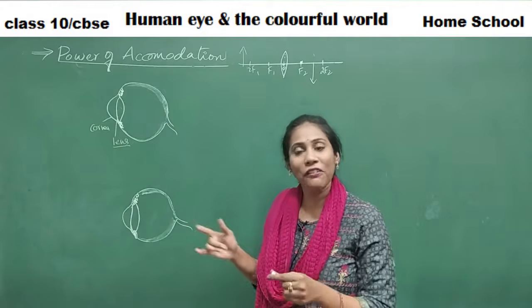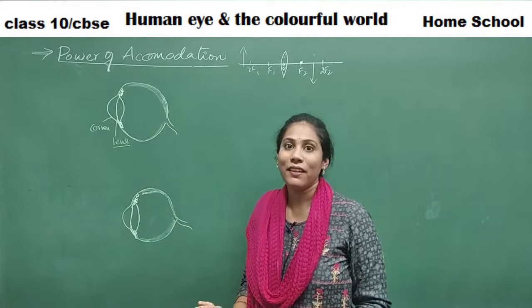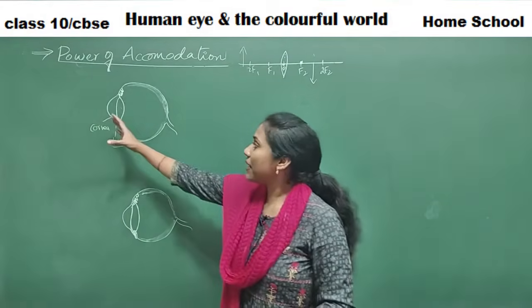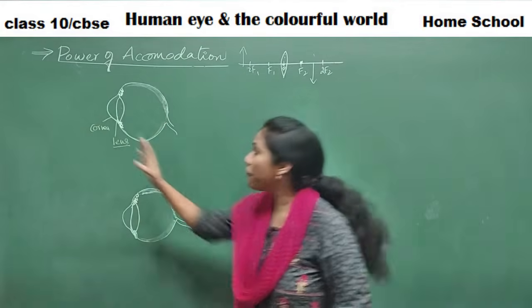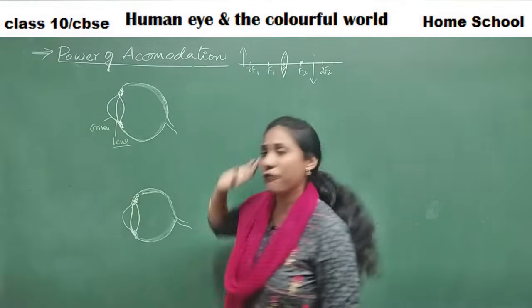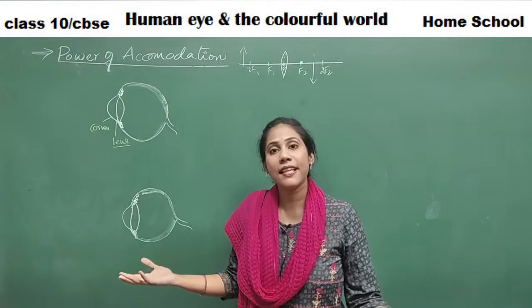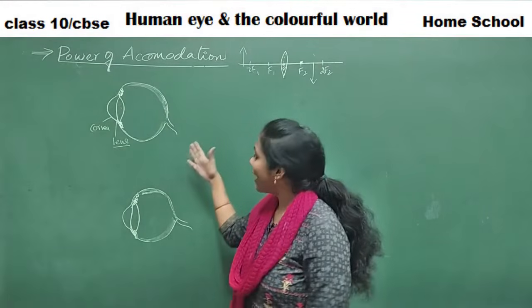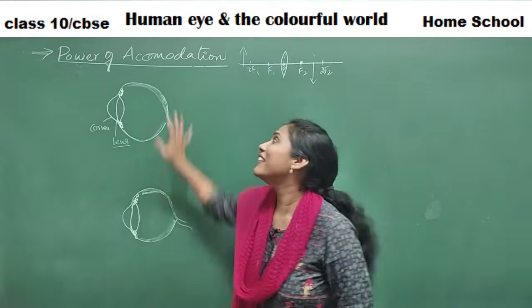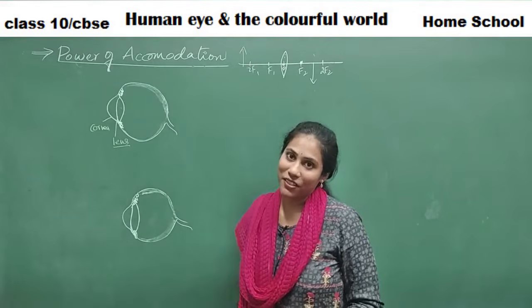So how is it possible? Near objects, the image is formed on the retina. Far away objects, the image is also formed on the retina. How is this possible? That is what we are going to learn under power of accommodation.